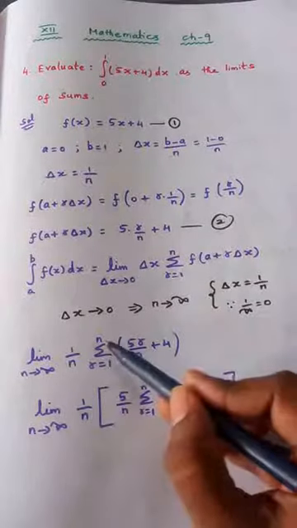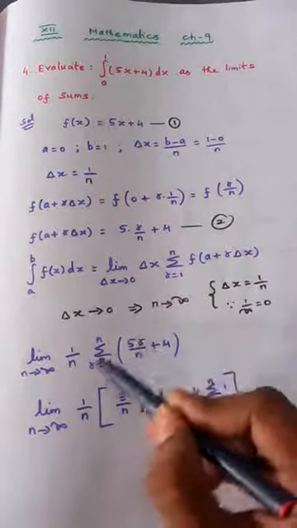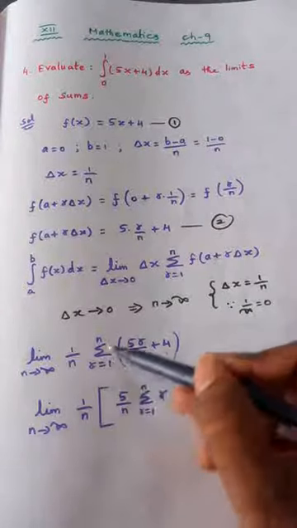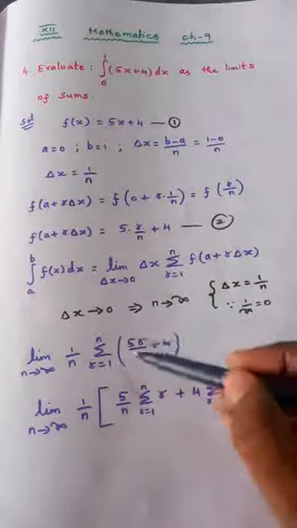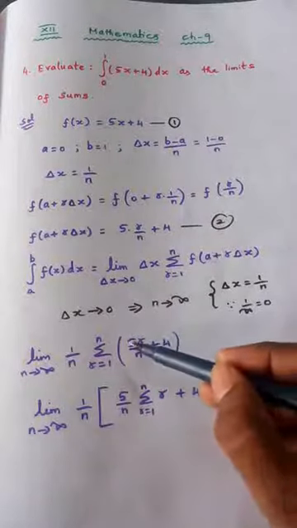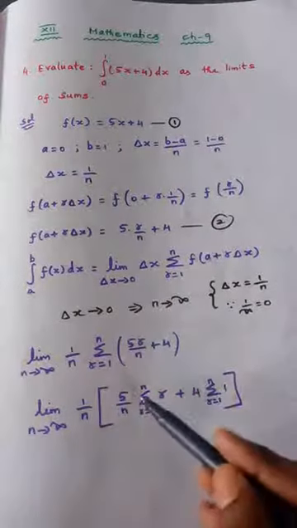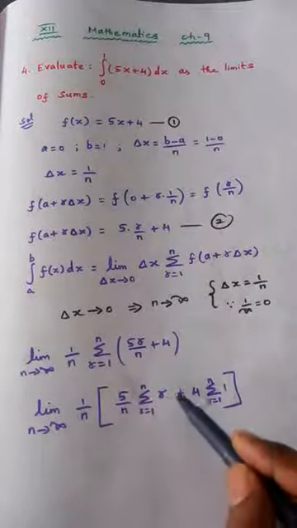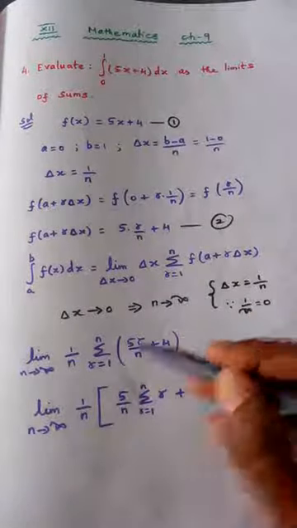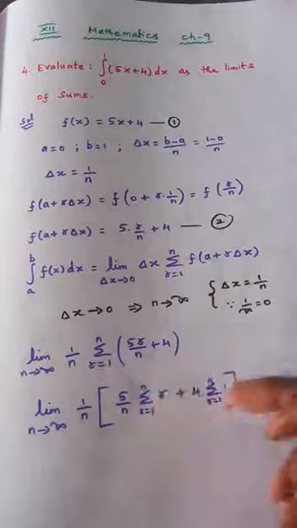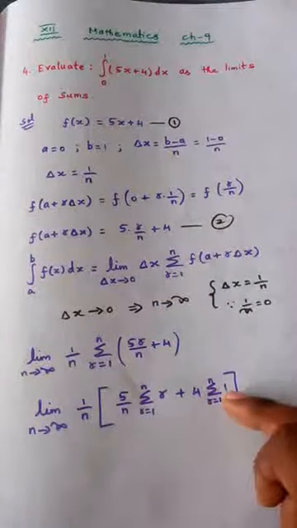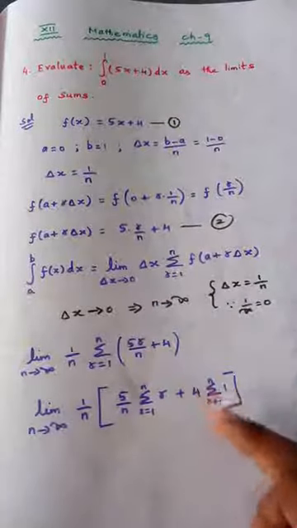Now I am just taking this sigma inside. If you see sigma, r is the variable. r will change to 1, 2, 3 up to n. So r is the variable, and 5 by n is constant. So take that out and take the sigma to r. Plus 4 is nothing to do with r, so take 4 out. When sigma goes inside, it becomes sigma 1, and 4 comes out.